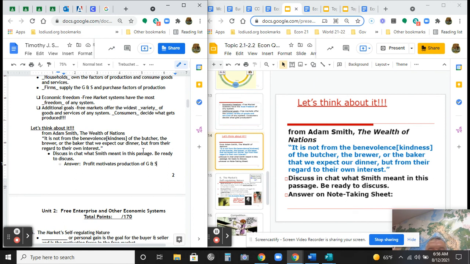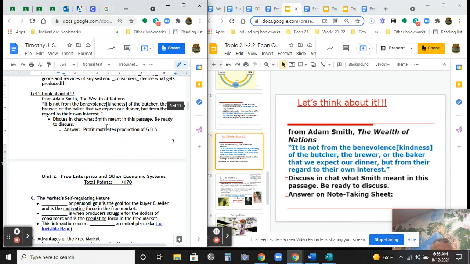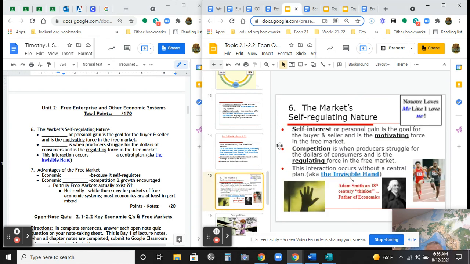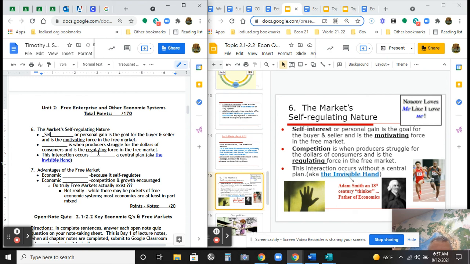Whether it's my haircut shop, whether it's food services, whatever it is, it's profit motivated, so people can get their own goods and services, and that's how the market works. Okay, let's talk about the market's self-regulating nature. The first thing is you have self-interest or personal gain as the goal for the buyer and seller, and it is the motivating force in the free market. People are working so they can make their profit.